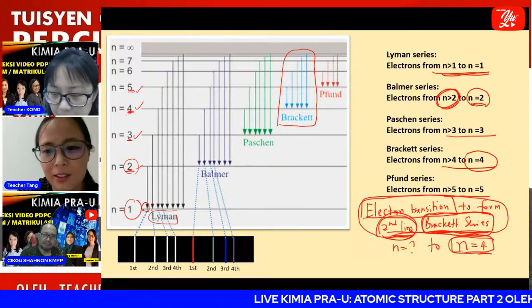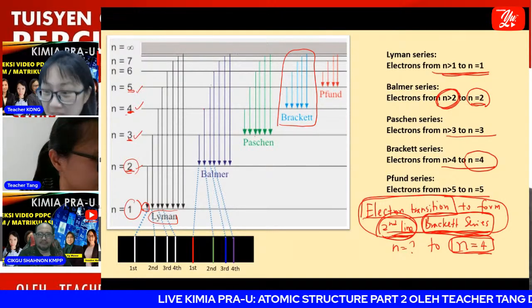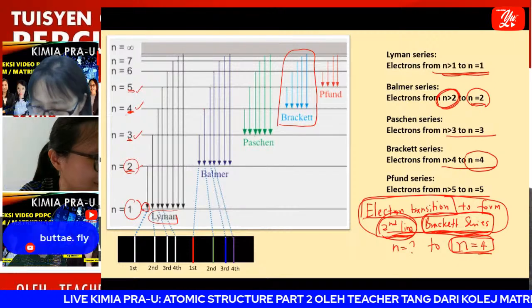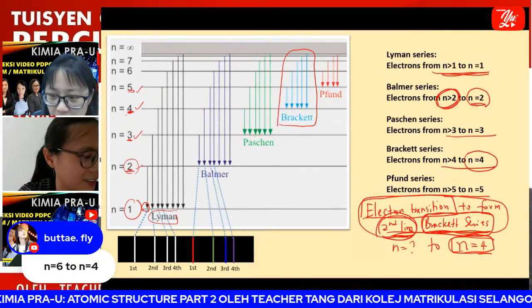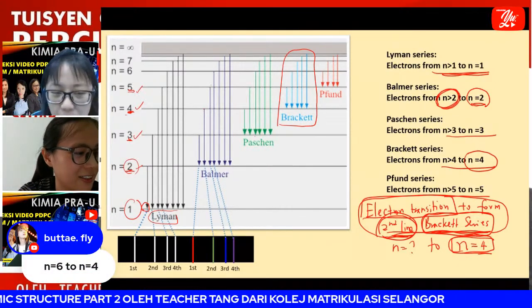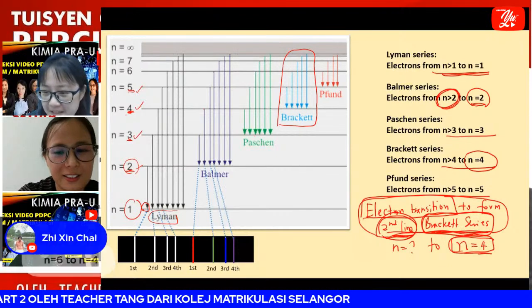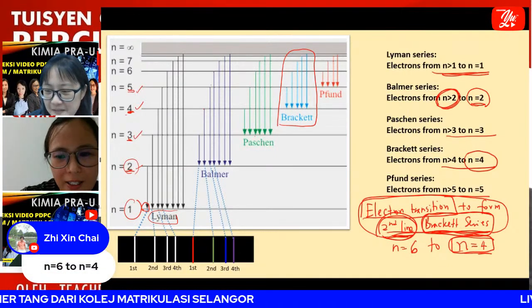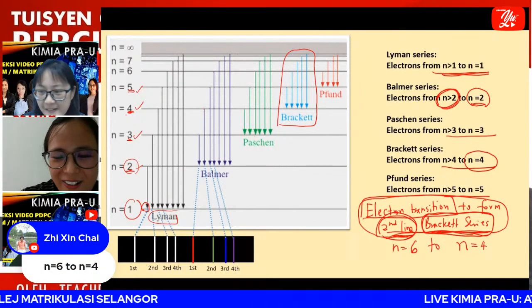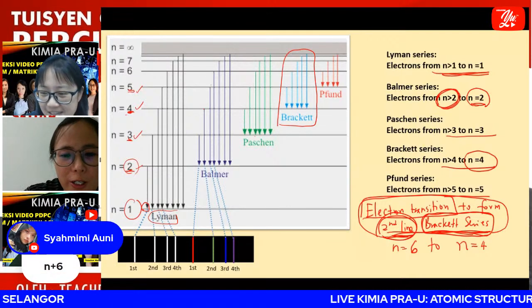Okay, not yet. Oh, yes, one of the students gave the answer already. n equals 6 to n equals 4. Oh, very good. Jacinta also gave the same answer. Okay, good, very good.